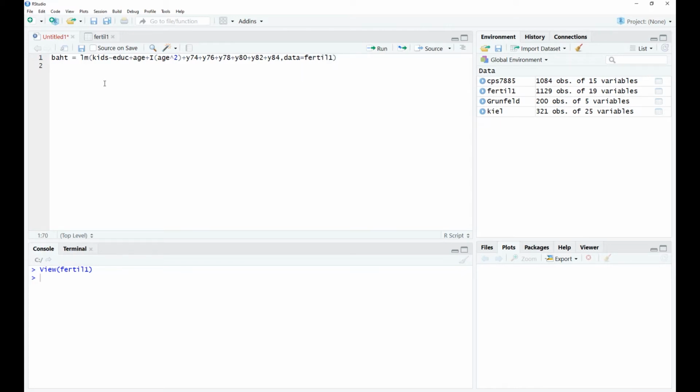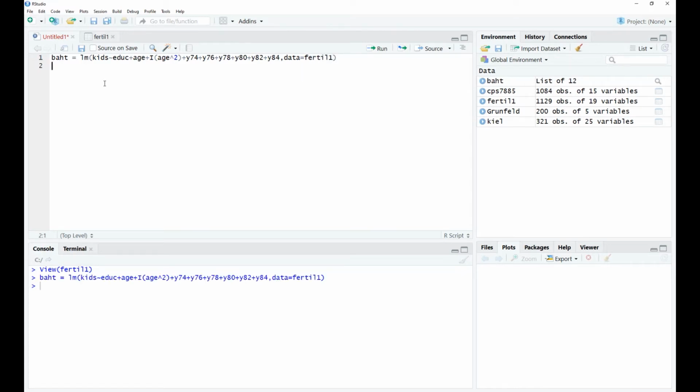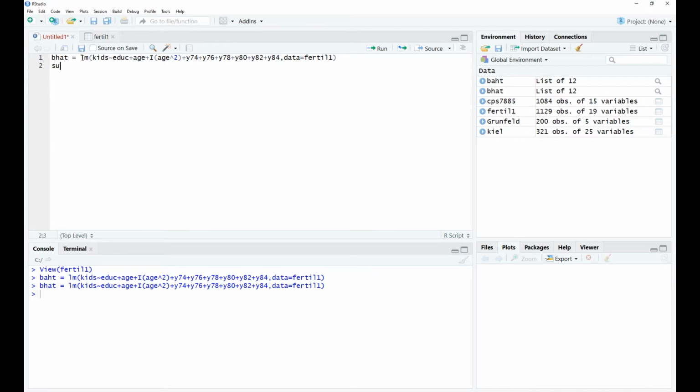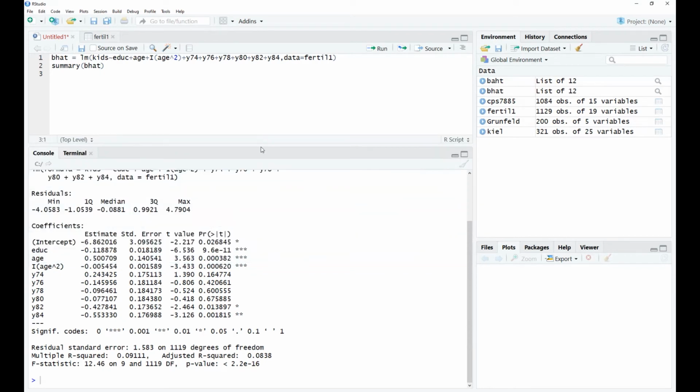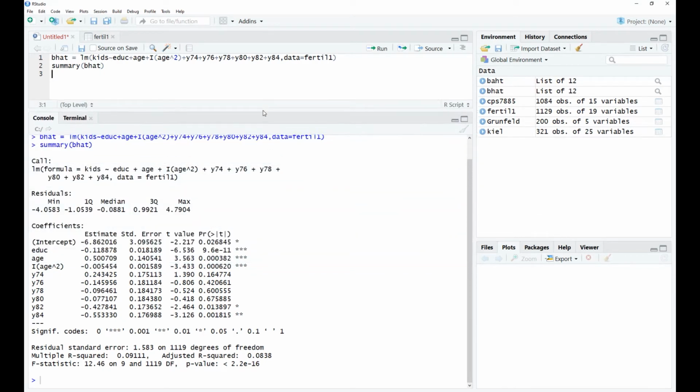Okay. So we run this model. Actually, this is B hat. We run this model. We say summary. And now what we see is the following. Okay. Now note again that this specifies the number of children based on education, age, and dummy variables indicating the year.